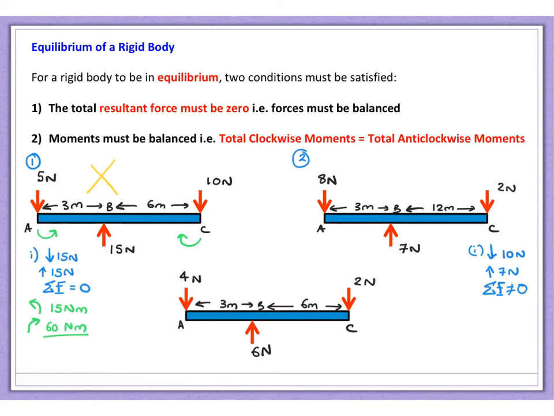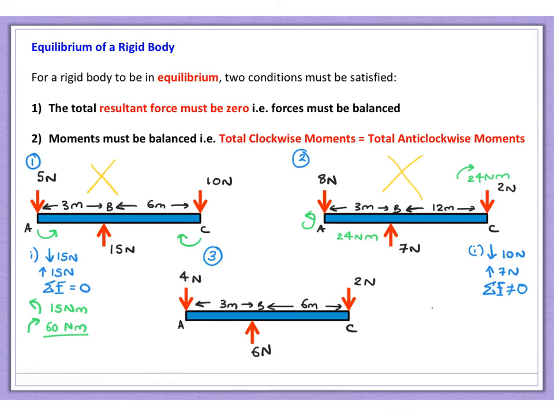Let's have a quick look at the moments. So we know we're going to take moments about B. So again, B is the pivot point. The 8 Newton force produces an anti-clockwise moment of 24 Newton meters. And the 2 Newton force produces a clockwise moment which is 24 Newton meters. So again, moments are balanced, but the overall resultant force is not 0, so this system is also not in equilibrium. Let's take a look at the third scenario down here.